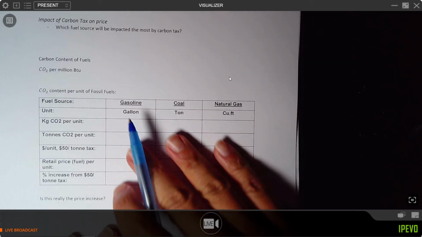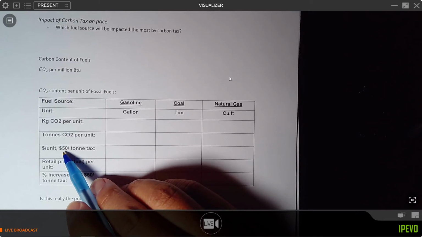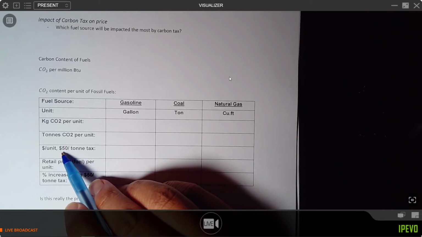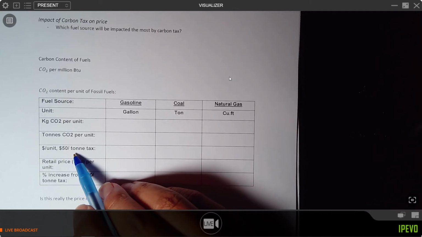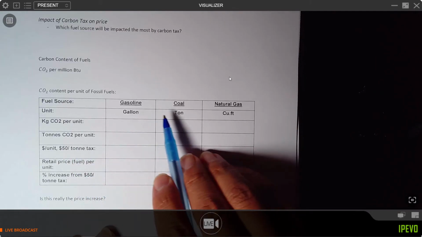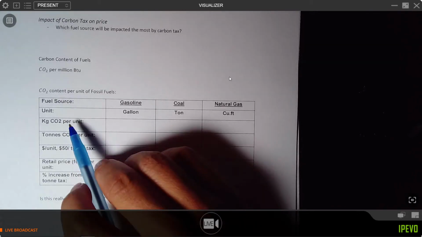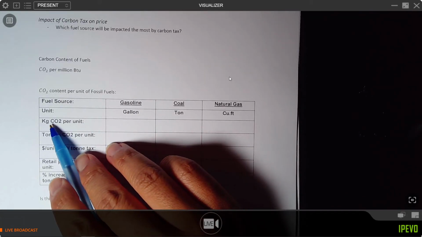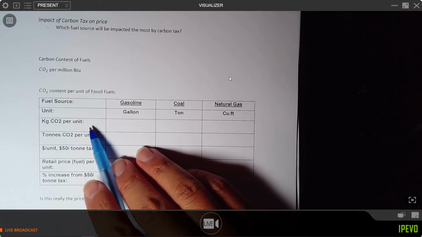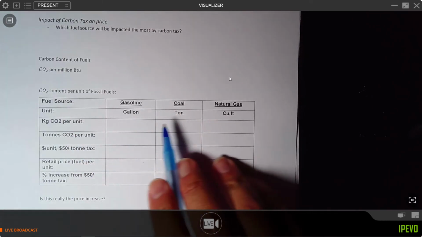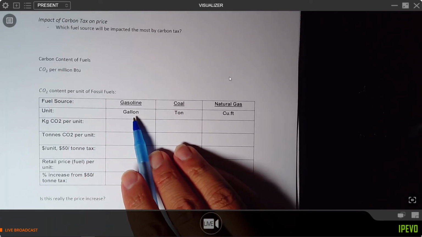So the goal here, again, is to look at the effect of a $50 tax per ton of CO2 on the market price of each of these different types of fuel. First, we have to look at how many kilograms of CO2 there are per unit of these fuels. So gasoline.